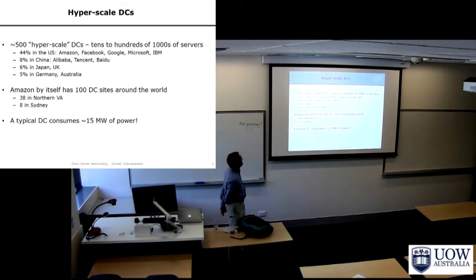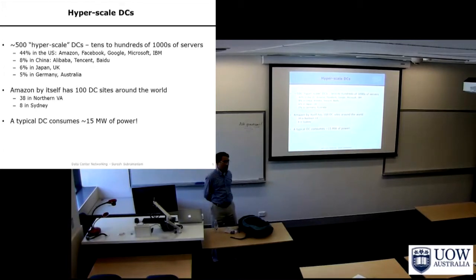There are some big ones in China. The three biggest there are Alibaba, Tencent, and Baidu. But they're everywhere. In fact, there are a lot of data centers. Amazon by itself runs about 100 data center sites, and there are about 38 of them in Northern Virginia, which I mention because that's in my neck of the woods. And there are 8 of them in Sydney, which is your neck of the woods, right?